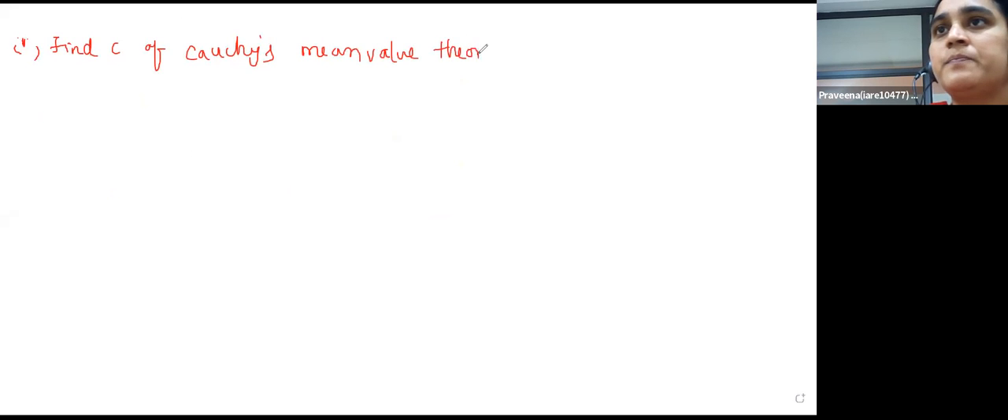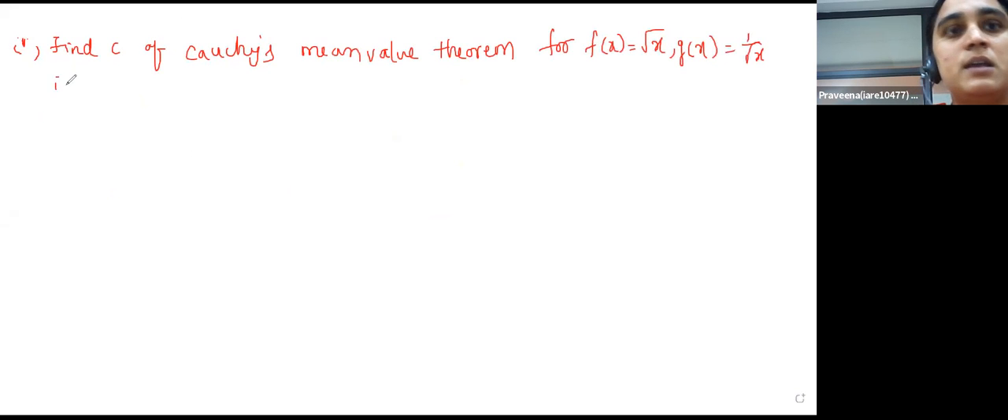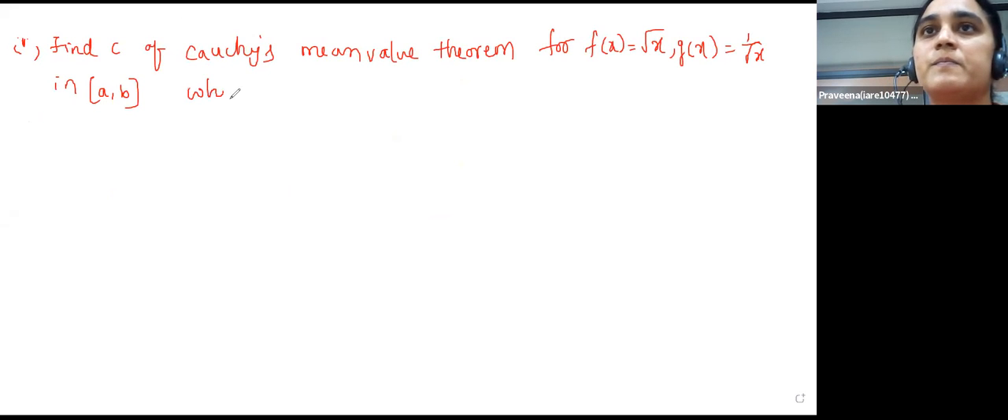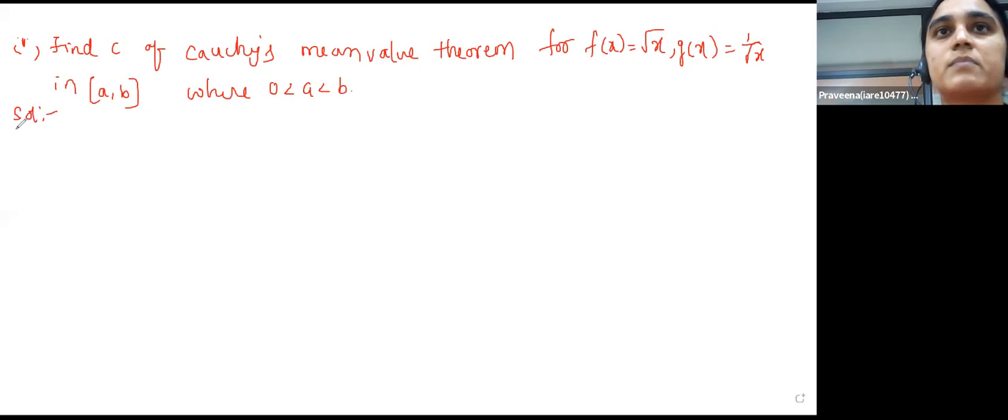Mean value theorem for f of x is equal to root x and g of x is equal to 1 by root x in closed interval a comma b, where 0 less than a less than b. So these 5 points you have to remember. Okay, this is the question: find c of Cauchy's mean value theorem for f of x is equal to root x and g of x is equal to 1 by root x in closed interval a comma b, where 0 less than a less than b. Okay, same as previous.